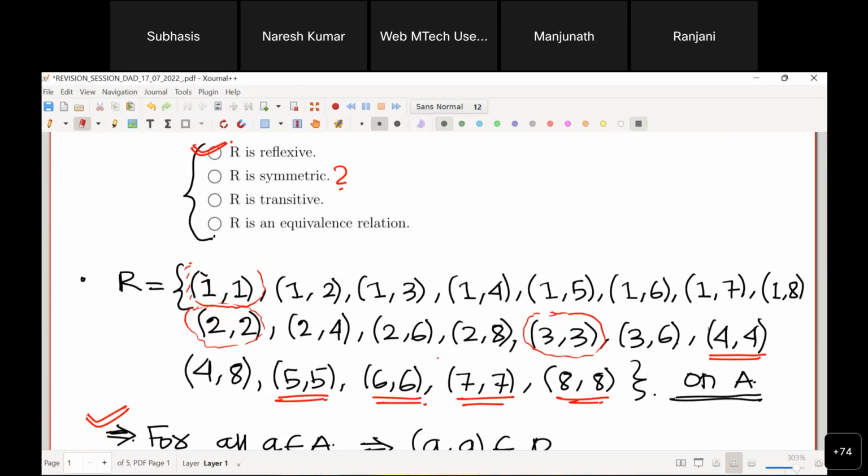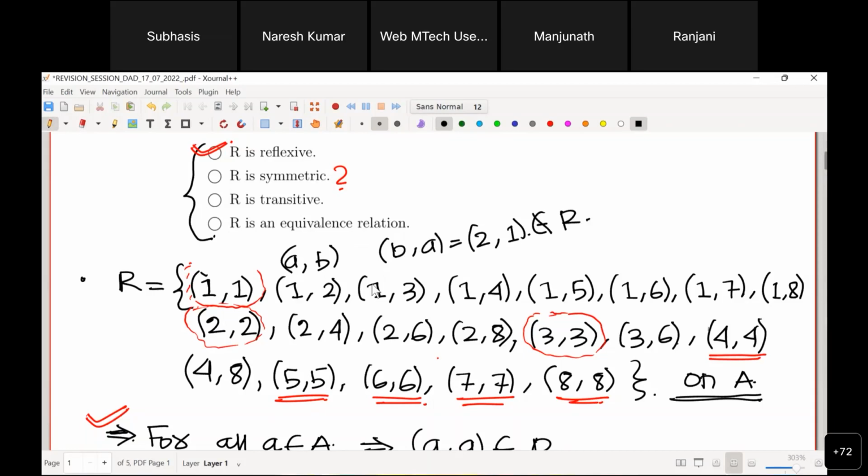The next thing is I have to check the next element, 1 comma 2. So this is my a comma b. If I flip a comma b, I'll get b comma a, which here is 2 comma 1. But 2 comma 1 is not a member of R, because 2 doesn't divide 1, correct?